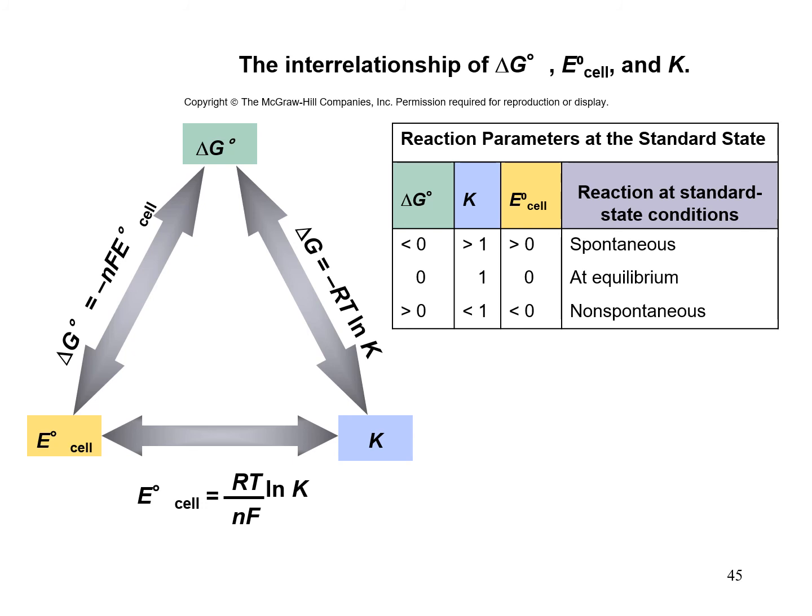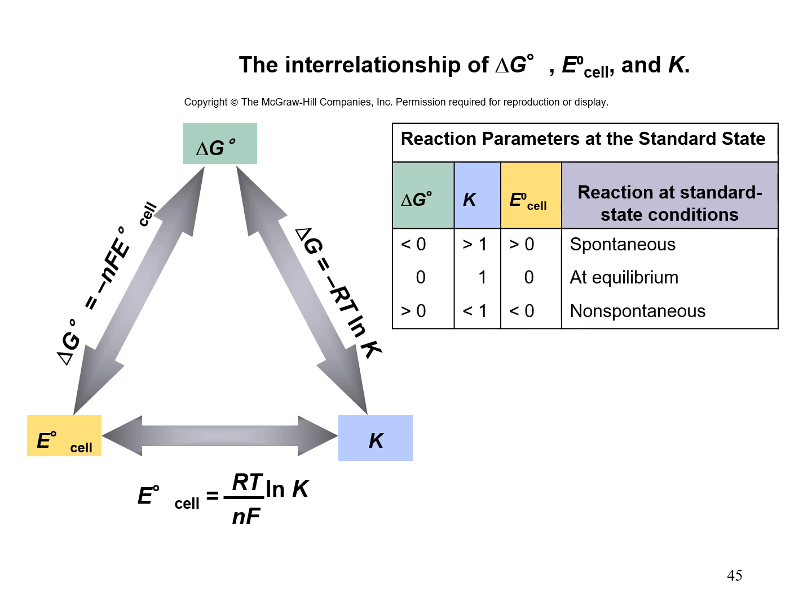And at equilibrium, delta G naught is equal to 0, K is equal to 1, and E naught is equal to 0. So those are the parameters at standard conditions for delta G naught, K, and E naught whenever we are talking about a reaction at equilibrium or the spontaneity of a reaction.